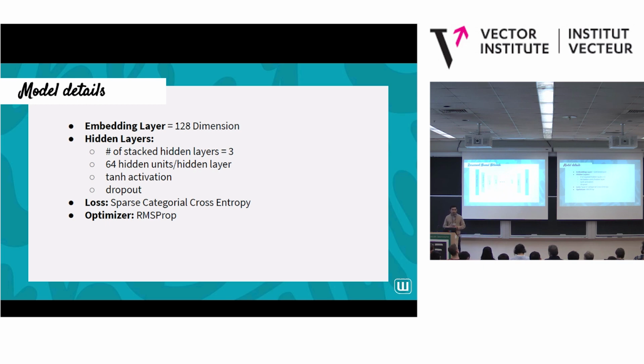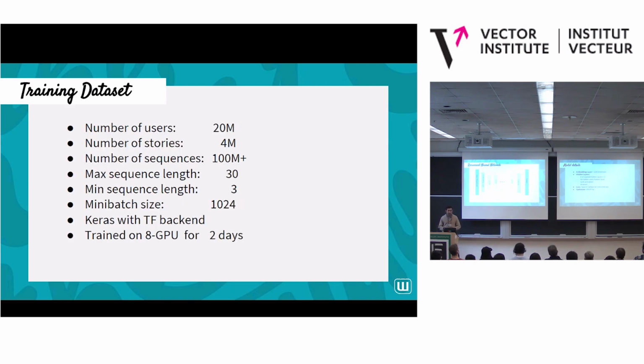Some details on how the model was built. First of all, we tried different architectures and different parameter values and saw which one gives us the best results. We ended up choosing these parameters: a 128-dimension embedding layer, 3 stacked LSTM layers, each containing 64 hidden units, tanh activation for each LSTM layer, and we added dropout to reduce the overfitting problem. Because it's a classification problem, we went for the sparse categorical cross entropy, and we used the RMSprop optimizer.